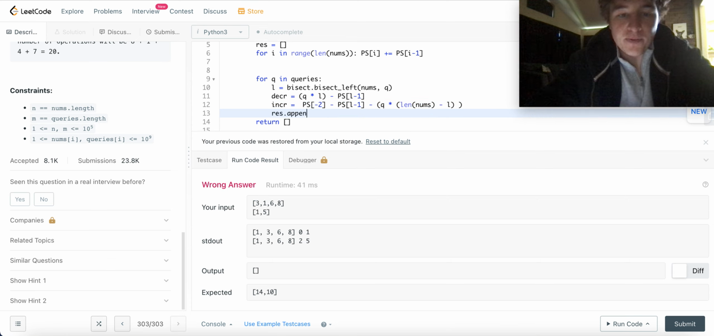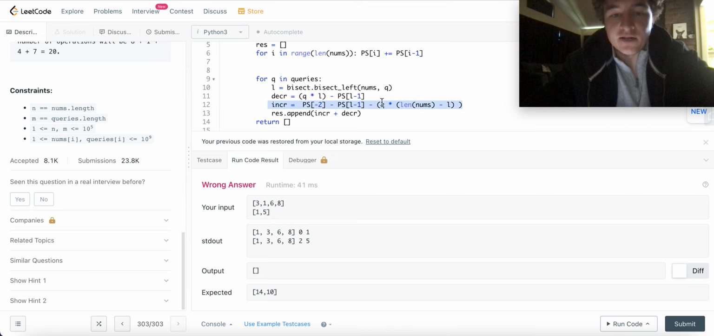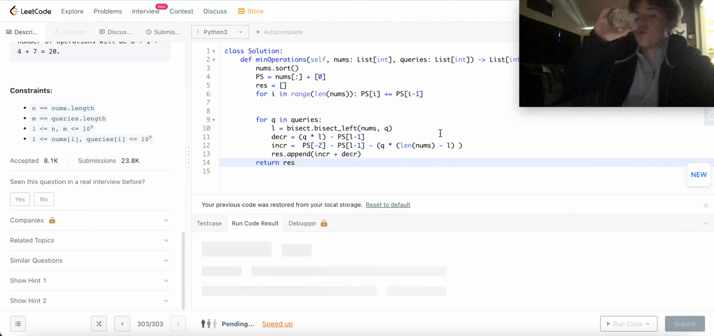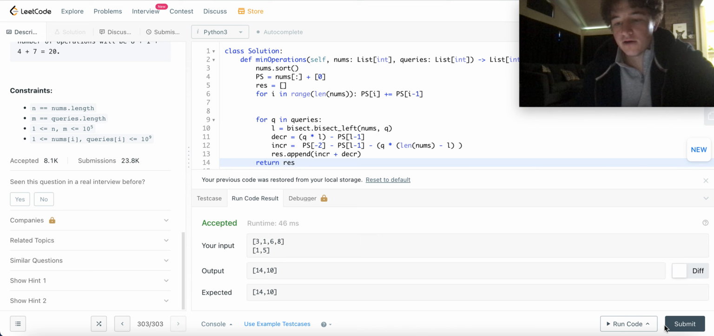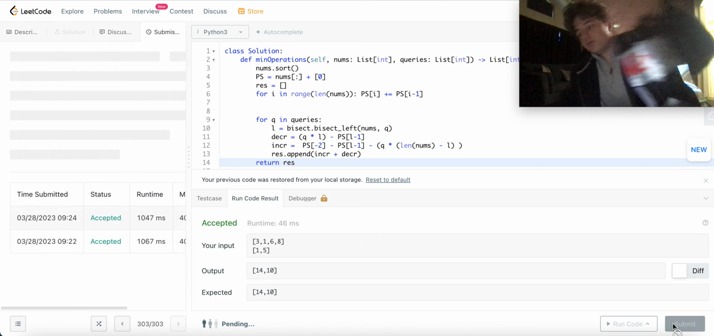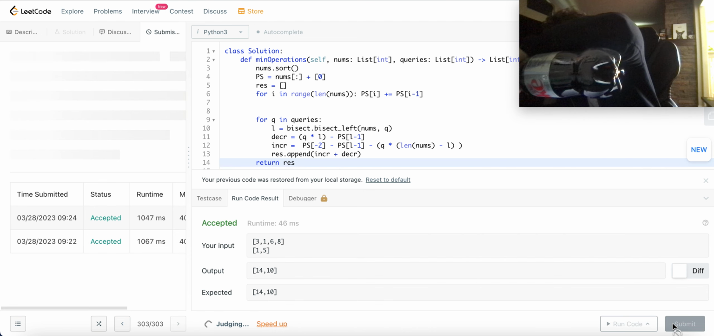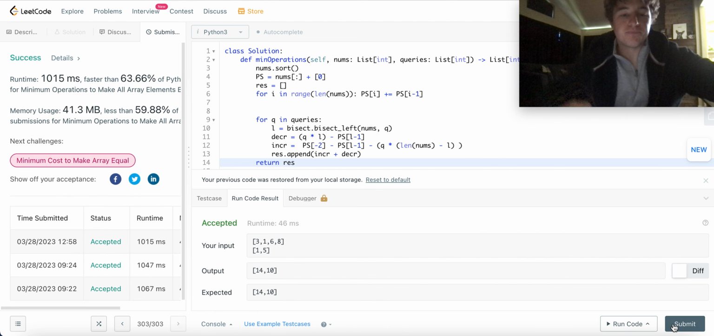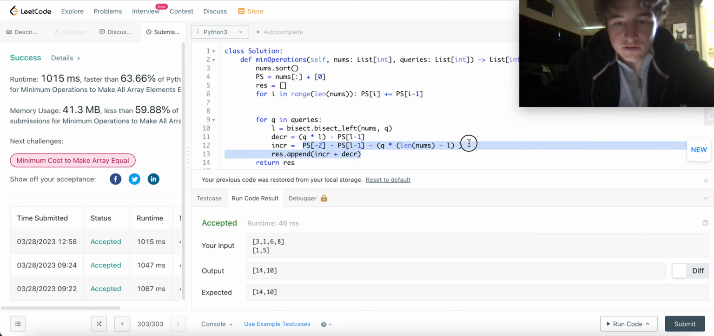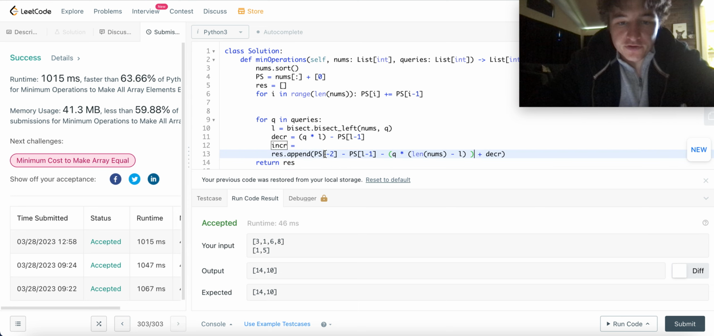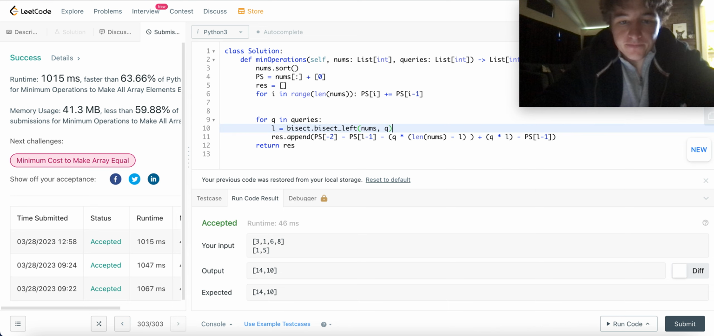So then res, I would append increment plus decrement, right? So how far do I have to decrement elements to get them to the right place? How far do I have to increment elements to get them to the right place? Or whatever. All right? And then I just return res at the end. All right. Now I'm going to make this a little bit shorter if it's right. Okay. So we can just put all this in here. There's no reason to do it like that.